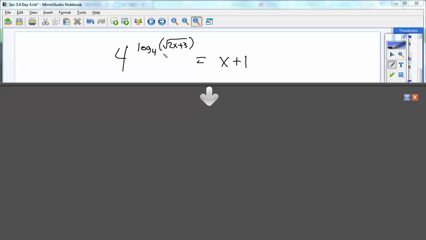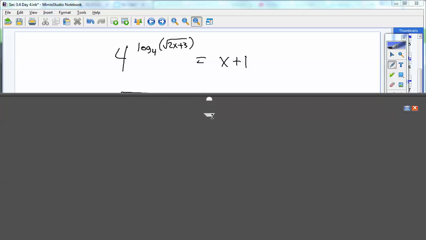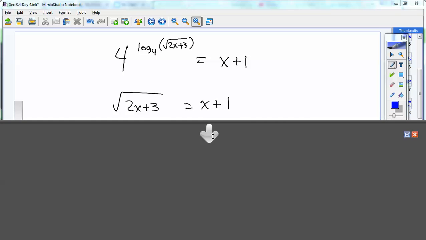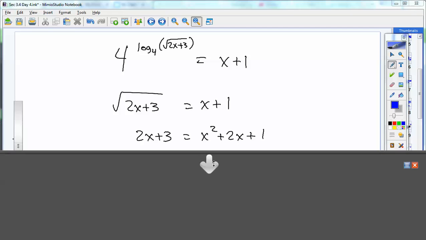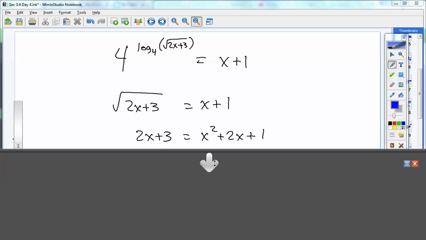Well, now what is this left side equal to? Just square root of 2x plus 3, right? Because now I got a 4 base raised to a log base 4. And I would always give that to you as like a 2 and a 4, a 3 and a 9, something that would work nicely. Okay? All right, now what do we do algebraically to work this? Square both sides. Now remember, when you square x plus 1, it's a FOIL. So it's x squared plus 2x plus 1.